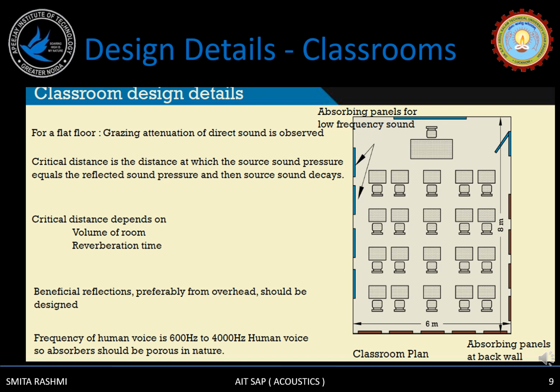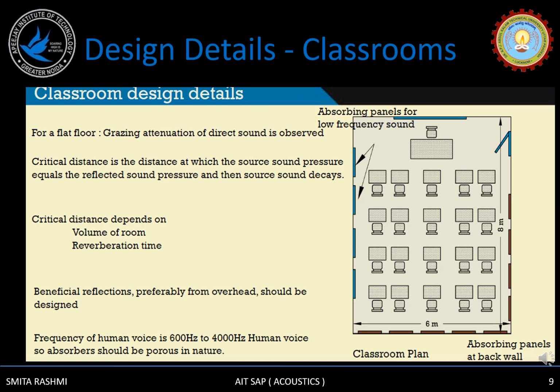So at the back end of the classroom and at this side wall, as you can see, the absorbing panels are porous in nature. From 500 Hz to 4000 Hz for high frequency, the porous absorbers are the best absorbers for absorbing any sound.